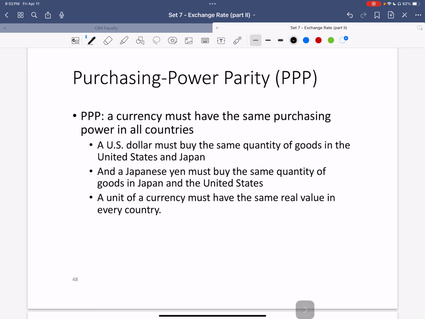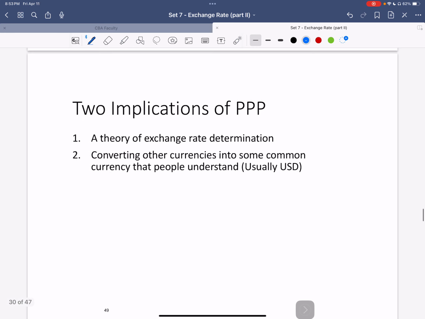Or, in another way to put it, the real exchange rate being equal to 1. A US dollar must buy the same quantity of goods in the United States and Japan. One Big Mac here, one Big Mac there, with the same $1. And the Japanese yen must buy the same quantity of goods in Japan and in the United States. A unit of a currency must have the same real value in every country.